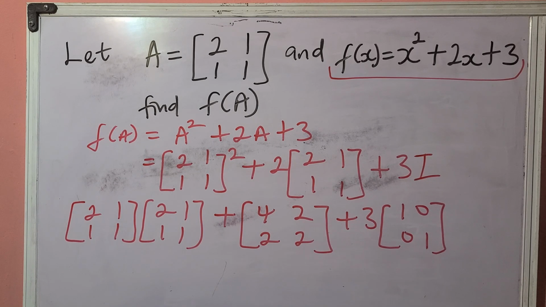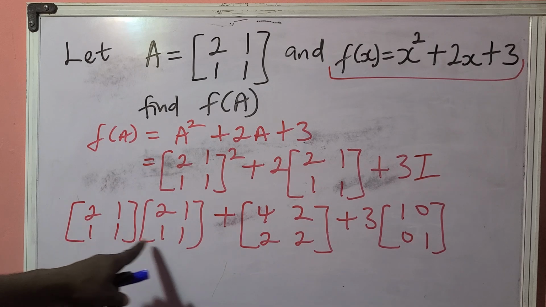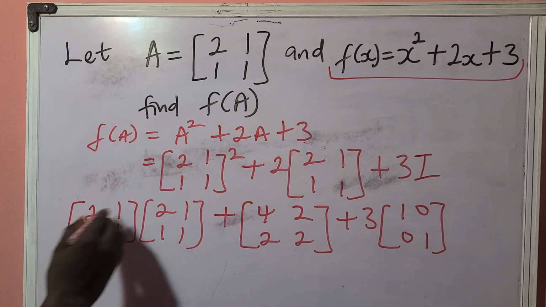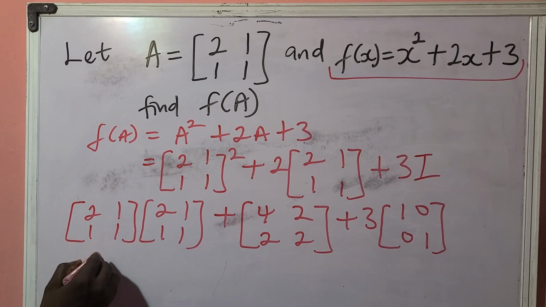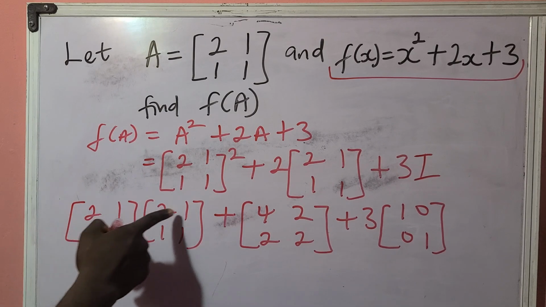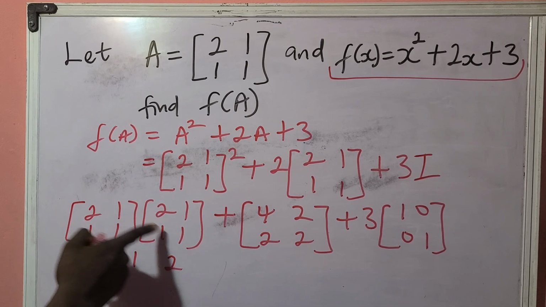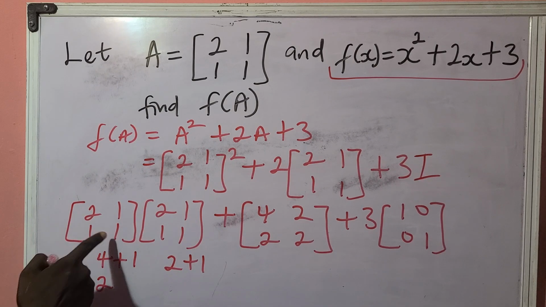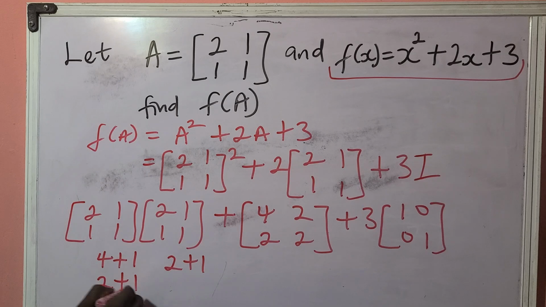All right, let's then go on to try and resolve this whole problem we have in front of us. To multiply these two matrices together, that's quite easy. So you get a 2 by 2 matrix, and that will be 2 times 2, that will be 4, plus 1 times 1, 1. Then 2 times 1, 2, plus 1 times 1, 1. Then 1 times 2, 2, plus 1 times 1, 1. Then 1 times 1, 1, plus 1 times 1, 1.